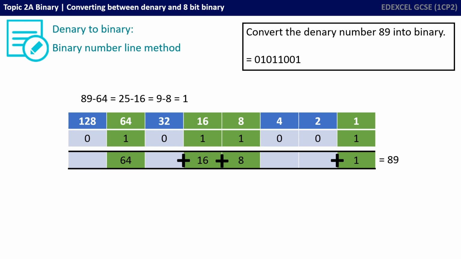To convert from Denary to binary, always use this number line, and it's worth showing your working in an exam, and it ensures you're less likely to make a silly mistake. You can always confirm your answer by simply adding up the columns you've got 1s in. So we have a 64 and a 16 and an 8 and a 1, which of course is 89, the number we were expecting.